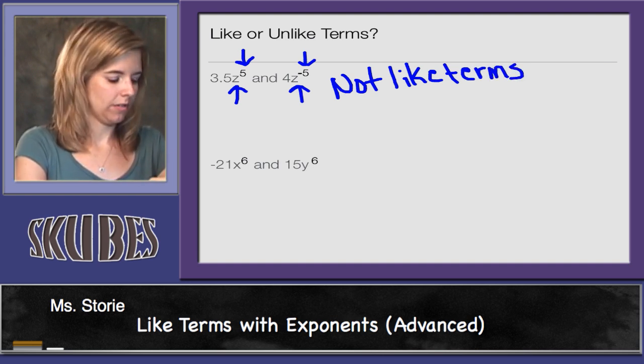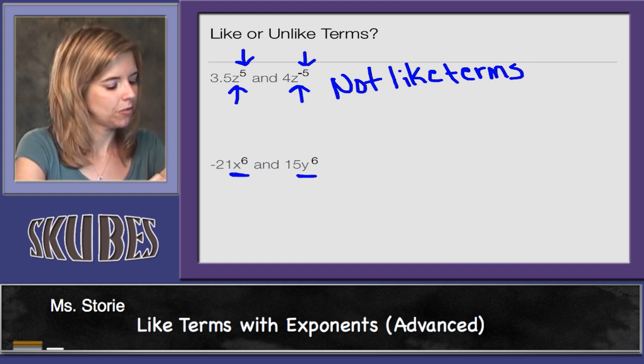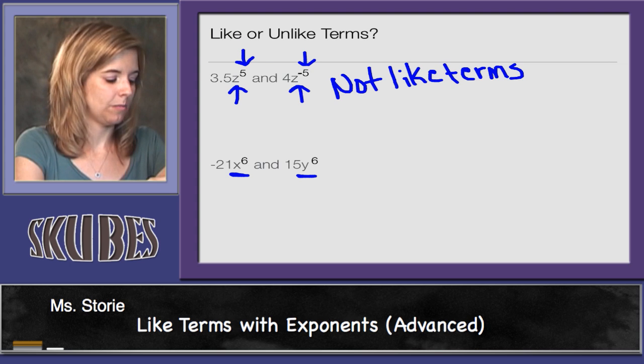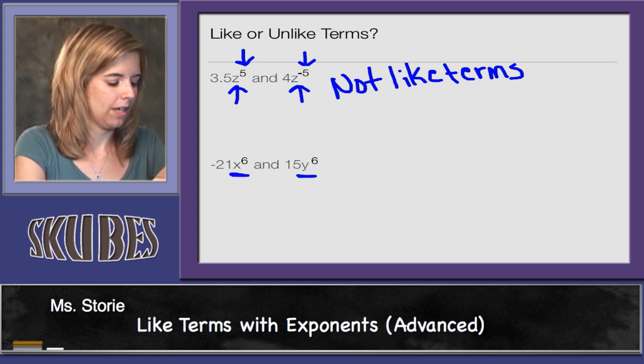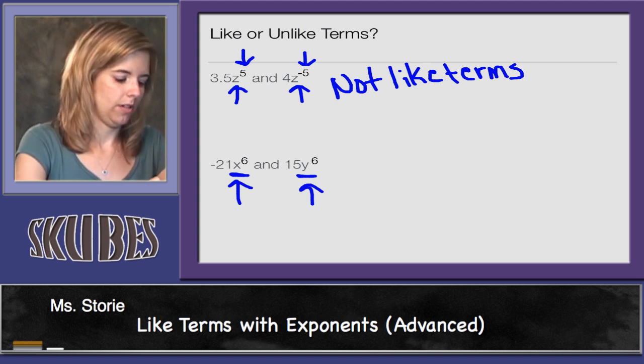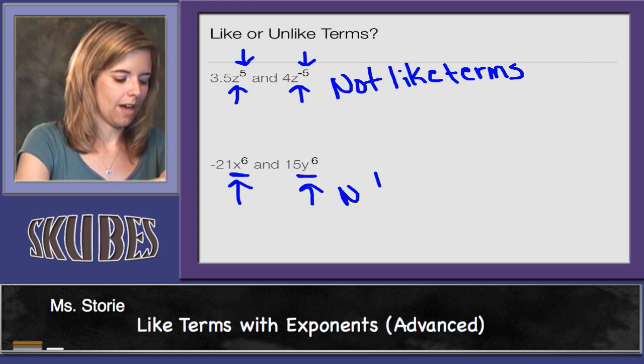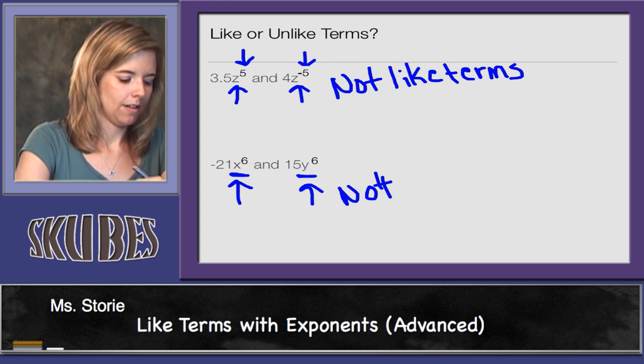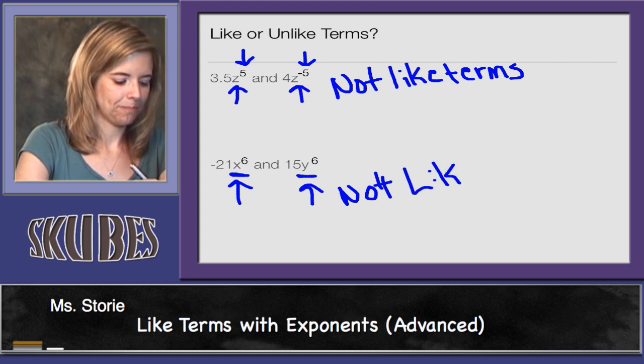Now take a look at the next one. Check out the variables first, x and y. Right there you can stop. You don't even have to worry about your exponents now. And it doesn't matter that the exponents are exactly the same because your variables x and y don't match. So these would be not like terms.